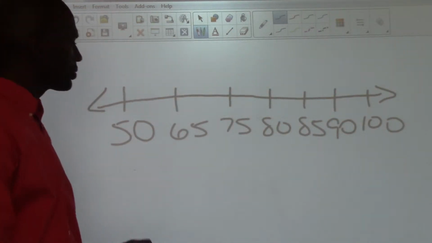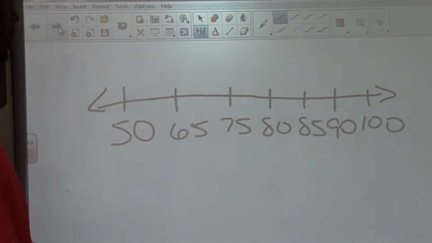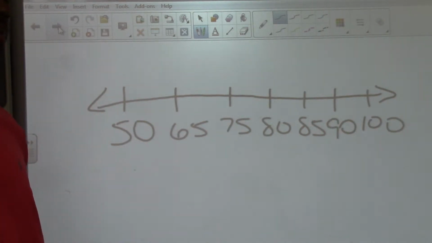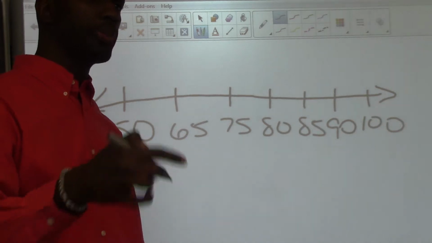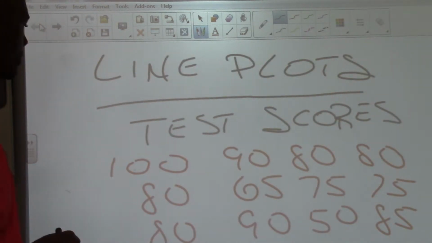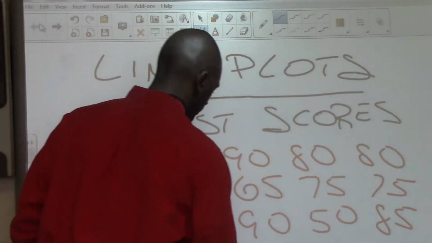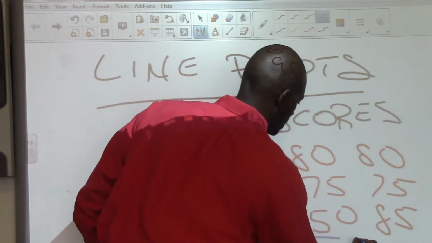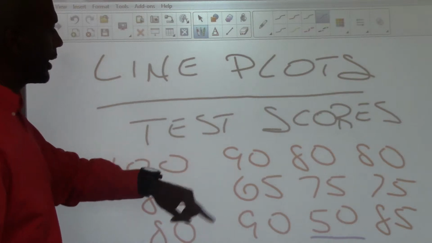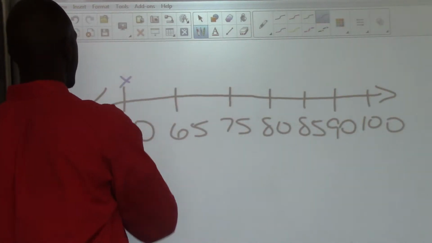Now what we're going to do is mark off the scores, and we're going to place an X above each one of the scores for the number of times the scores were made on the test. So for instance, there was only one 50 that was made on the test. That 50 is right here. We've marked it off by placing a line under it. We're going to go to 50 and place an X above 50.